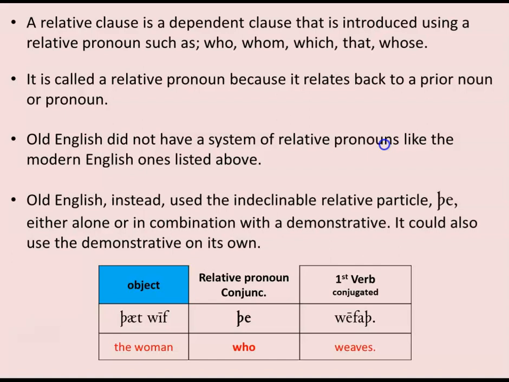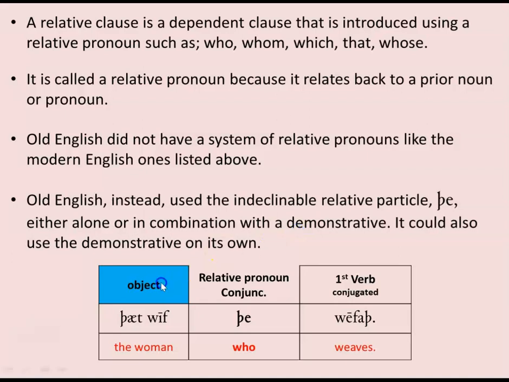It's called the relative particle because it points back to a previous noun or pronoun, so relative. It's used either alone or in combination with a demonstrative. It could also use the demonstrative on its own. So there are three situations here. The relative particle þe could be used on its own, as in this example here. It could be used with a demonstrative together, the two of them, or just the demonstrative itself, as we'll see in some examples, could act as the relative particle, as the relative pronoun.